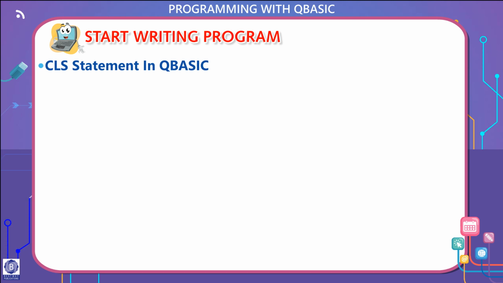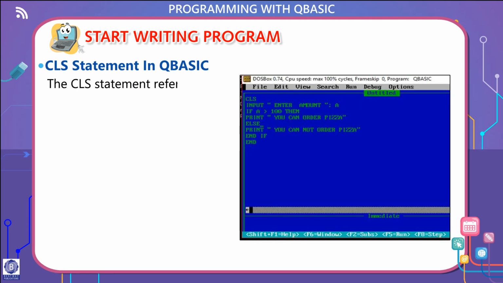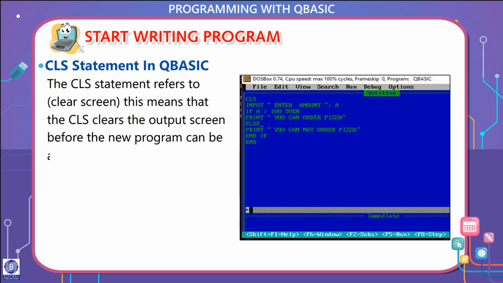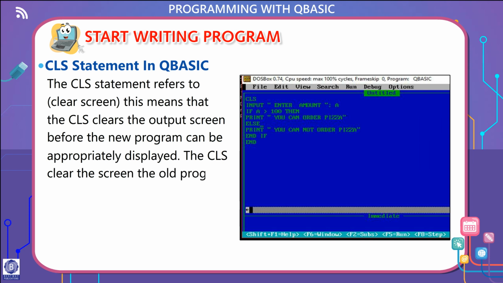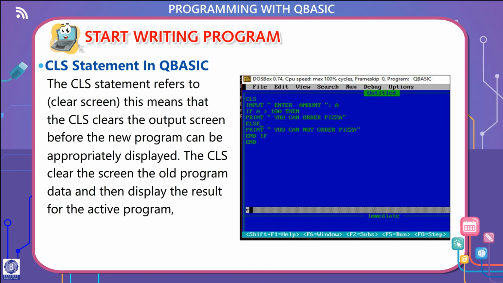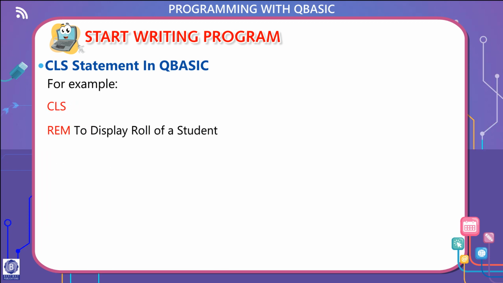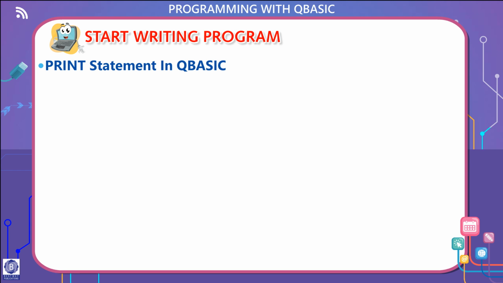CLS statement in QBasic. The CLS statement refers to clear screen. This means that CLS clears the output screen before the new program can be appropriately displayed. CLS clears the screen, the old program data, and then displays the result for the active program. The program can be run by pressing the F5 key. For example, CLS, REM to display roll of a student. PRINT roll number 20.